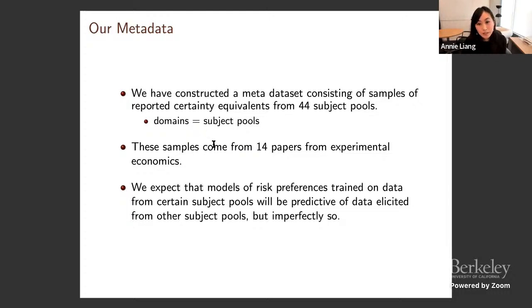Okay, these samples come from 14 papers from experimental economics. So actually the different domains that we're going to use, they differ not just in the subject pools, but also in other things like the framing of the lotteries. So we're going to expect that models of risk preferences that are trained on some of these samples will still be predictive of data in the other samples, but it's going to be imperfectly predictive, and we want to quantify how good that prediction is.